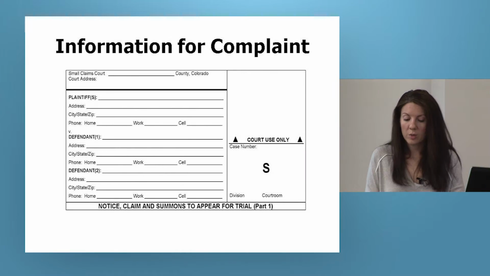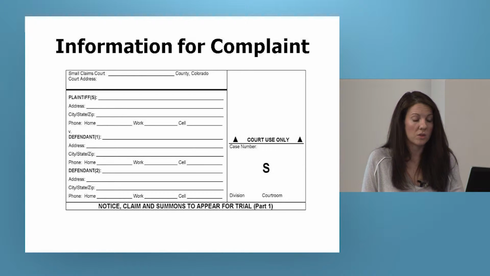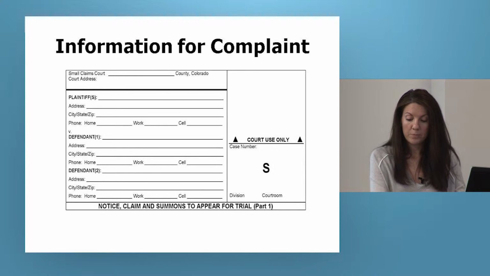So in filling out the complaint, the first section will be the plaintiff's and the defendant's names. All the parties' names, addresses, and phone numbers need to be listed there, home and work. And it's very important that you make sure that you're suing the right person or organization. You should make clear on the form whether you are suing an individual or a company.